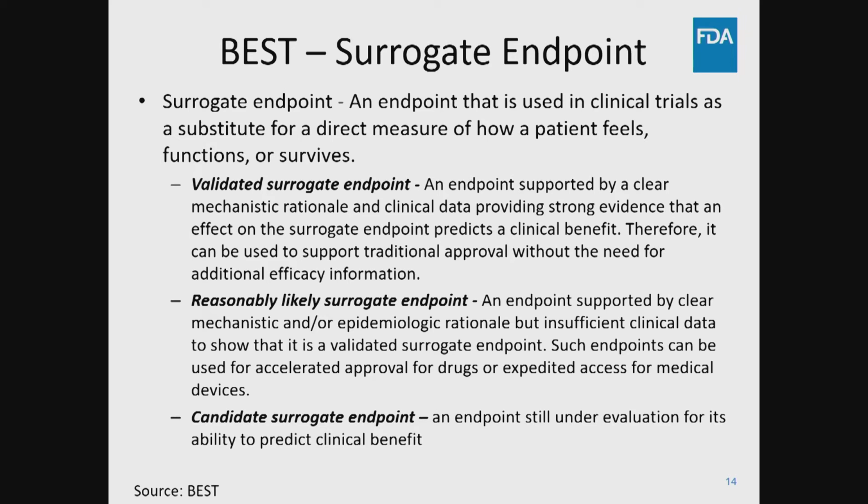The last category is a candidate surrogate endpoint, and this is an endpoint that's still under evaluation for its ability to predict a clinical benefit. So this could be anything that has some data showing that it's a potential surrogate, but not enough data to truly be able to know how it can effectively or appropriately be used.